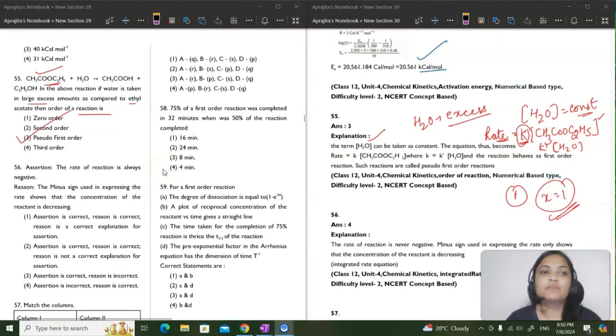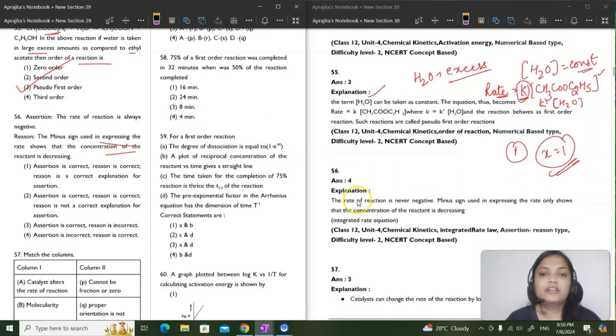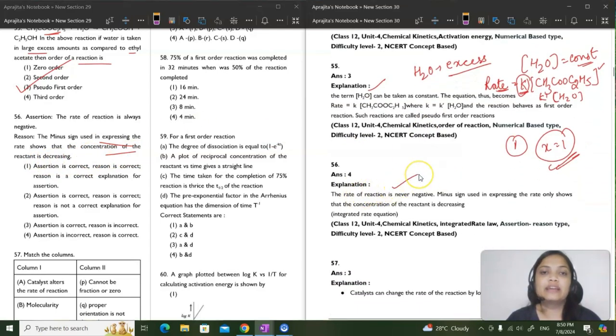Okay students, question number 56. Assertion says the rate of the reaction is always negative. Reason: the minus sign used in expressing the rate shows the concentration of reactant is decreasing. Okay, so you know that the rate of the reaction is never negative. We are talking about at what rate the reaction is proceeding. So the rate of the reaction can never be negative.